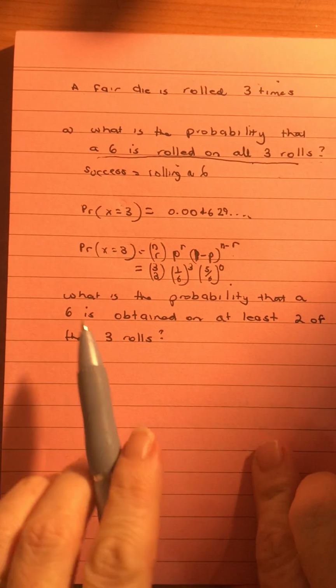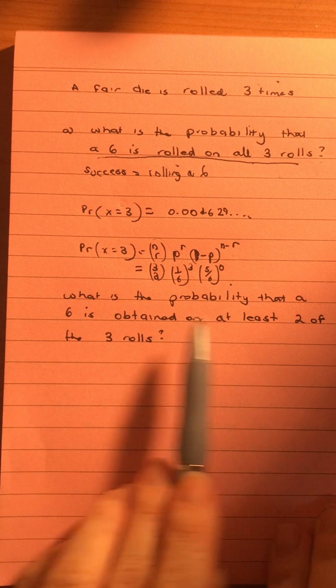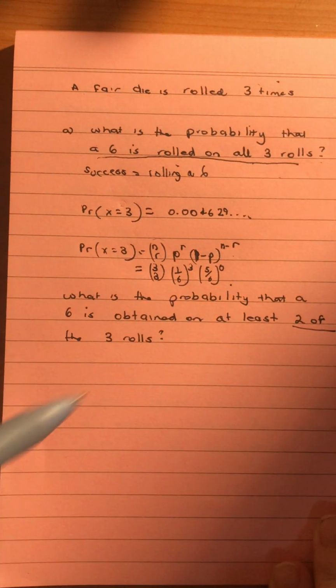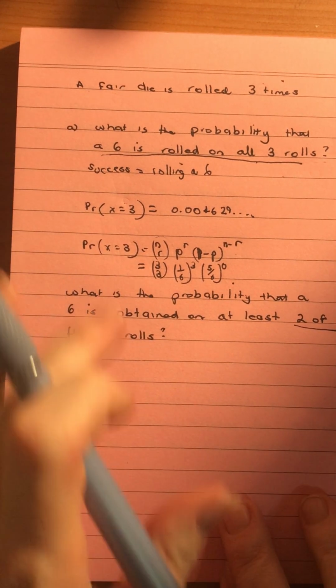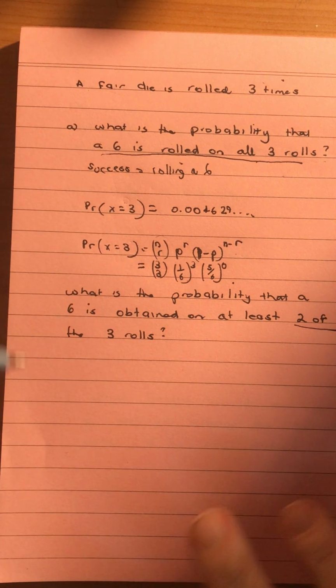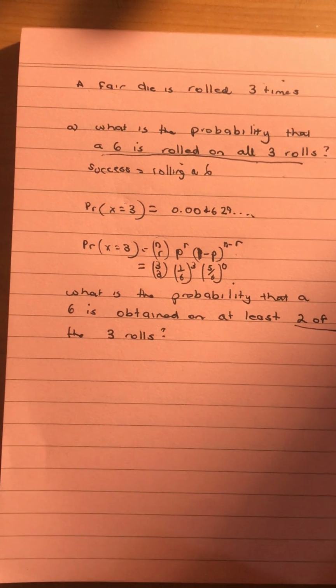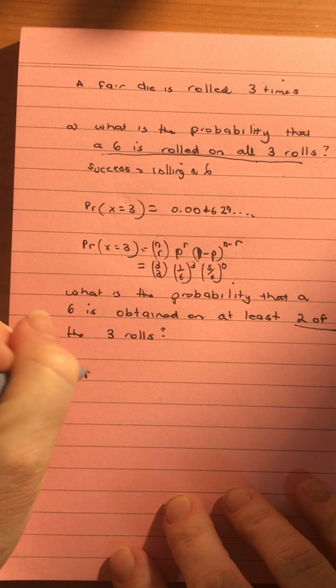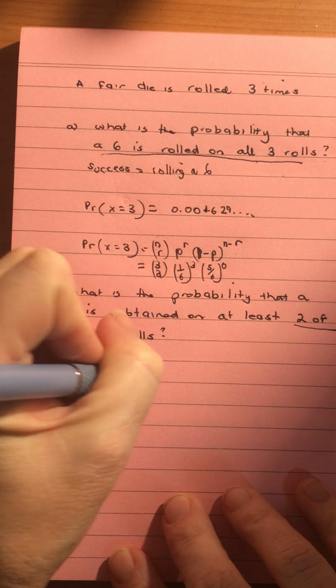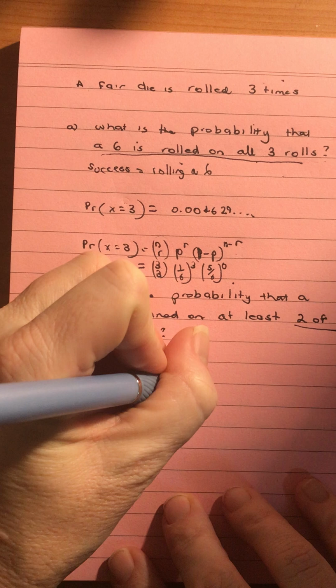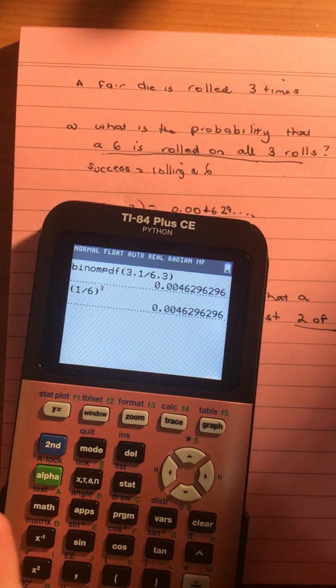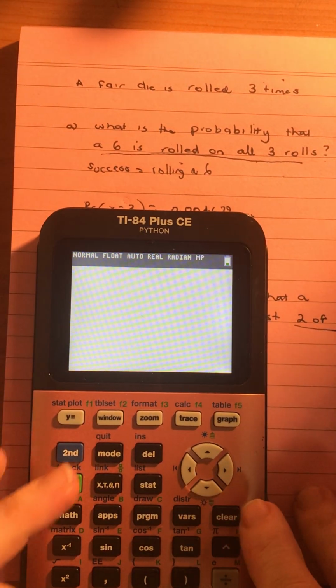For our second question, it's got what is the probability that a 6 is obtained on at least 2 of the 3 rolls. Now, if we were doing that using the rule, we would have to say, well, at least 2 means I want 2 and 3, so you'd be working out the probability that x equals 2 plus the probability that x equals 3. But luckily, we can use our binomial CDF on our calculator.